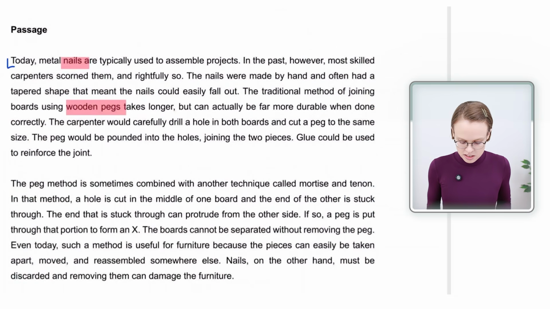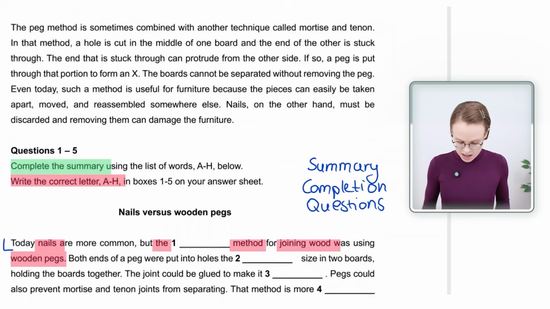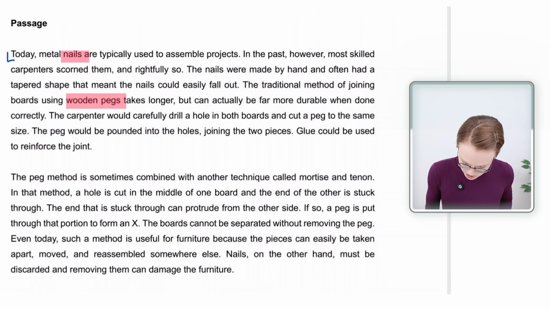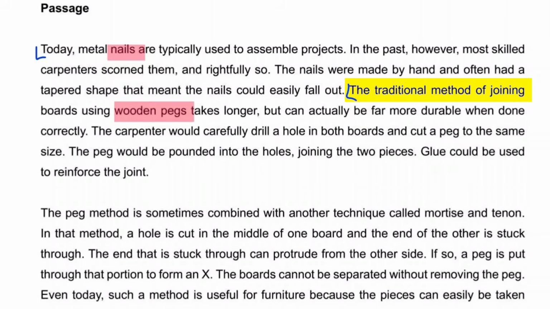Today metal nails are typically used to assemble projects, so they are more common. But what about the method of using wooden pegs? Have a closer look at this sentence, guys. Here it says, the traditional method of joining boards using wooden pegs takes longer. So using wooden pegs to join boards is the traditional method. So that's what we're looking for.